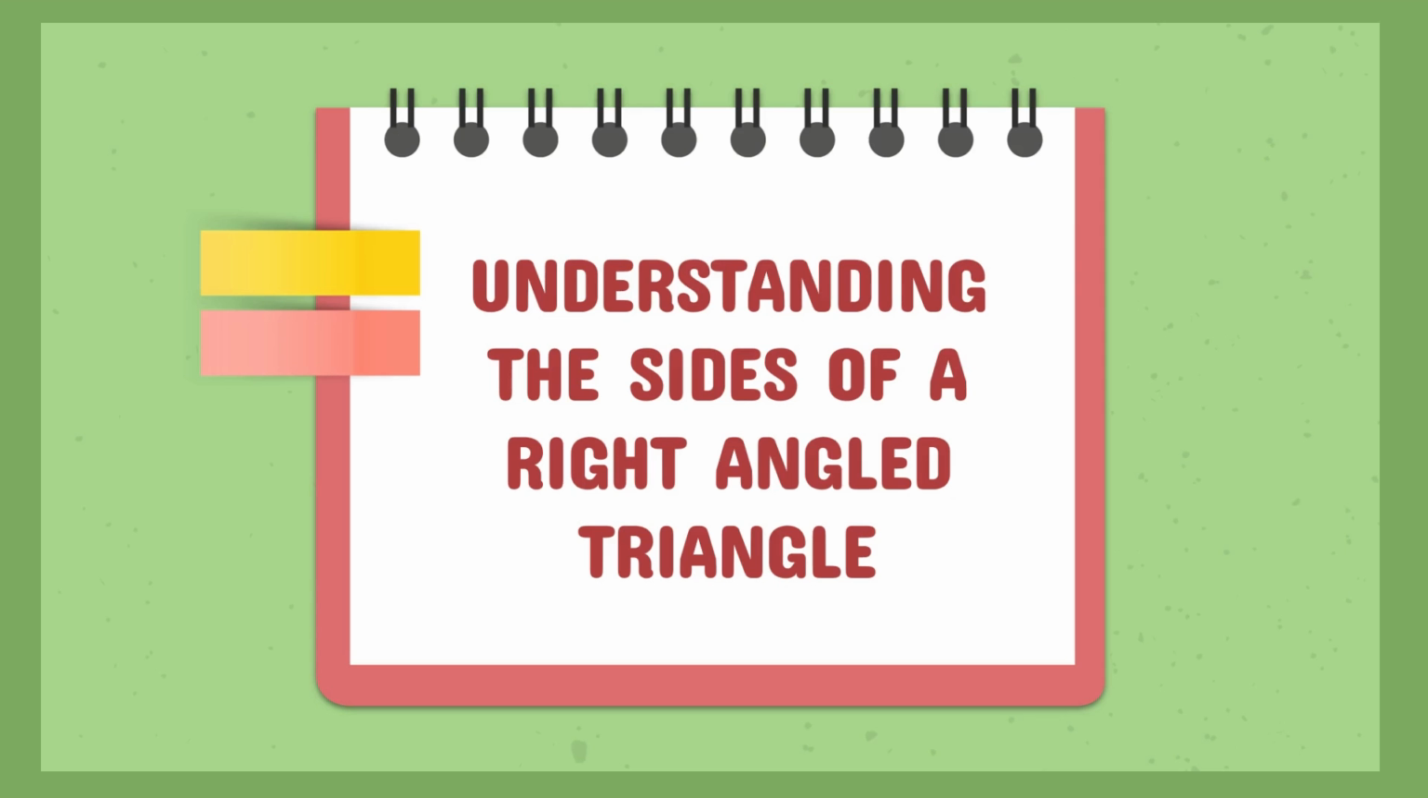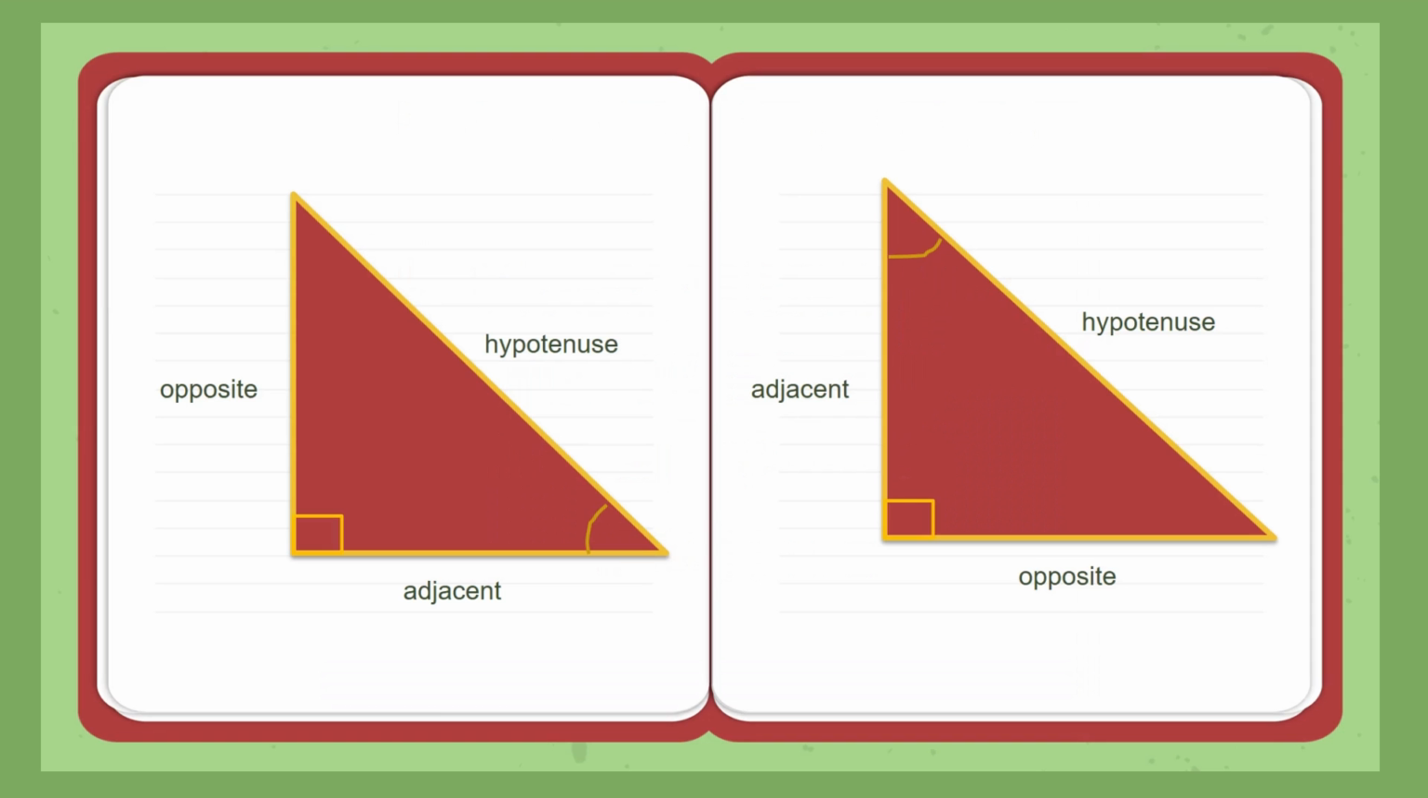Alright, now we know about a 90 degree angle, and we know that the opposite side of the right angle of a triangle is called the hypotenuse, and the hypotenuse is the longest side of the right angle triangle. Now we should know about the other two sides as well. Let us see what we call the other two sides.